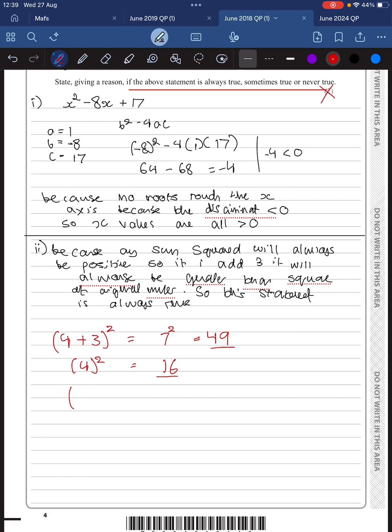So what if actually negative numbers. So if I do minus 2 plus 3, then I would get minus 2 plus 3 squared. That would equal minus 1 squared. No, plus 1 squared, which would give us just 1. But if we actually do minus 2 squared, we would get 4. So this is less than this. So with this statement, it is sometimes true.